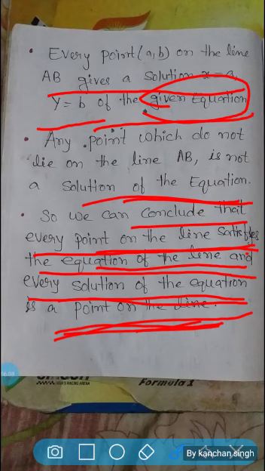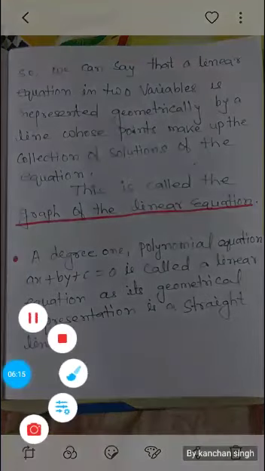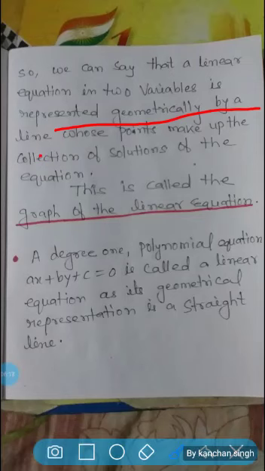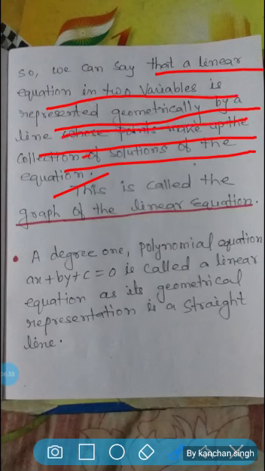Is that clear? Now see here, we can say that a linear equation in two variables is represented geometrically by a line whose points make up the collection of solutions of the equation. Whatever line we get, its points will be the solutions of the given equation. So just see it very carefully. A linear equation in two variables is represented geometrically by a line whose points make up the collection of solutions. Any point we get on the graph will be a solution of that expression. And this is called the graph of a linear equation.